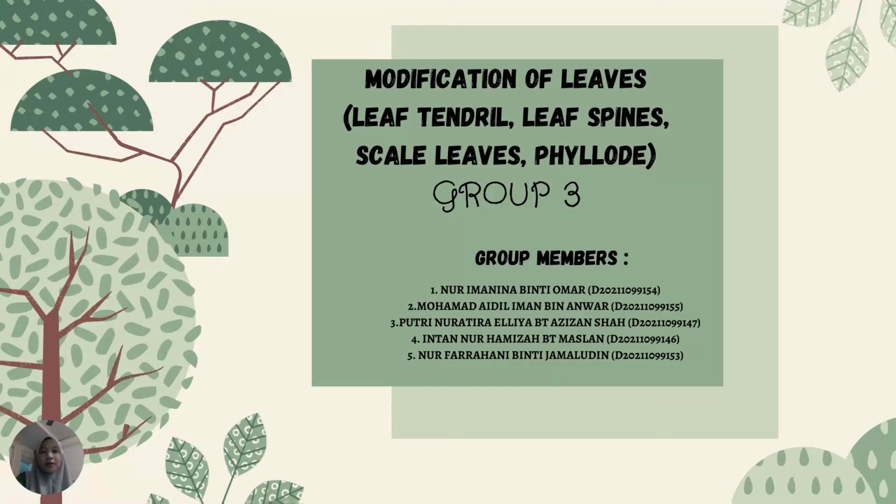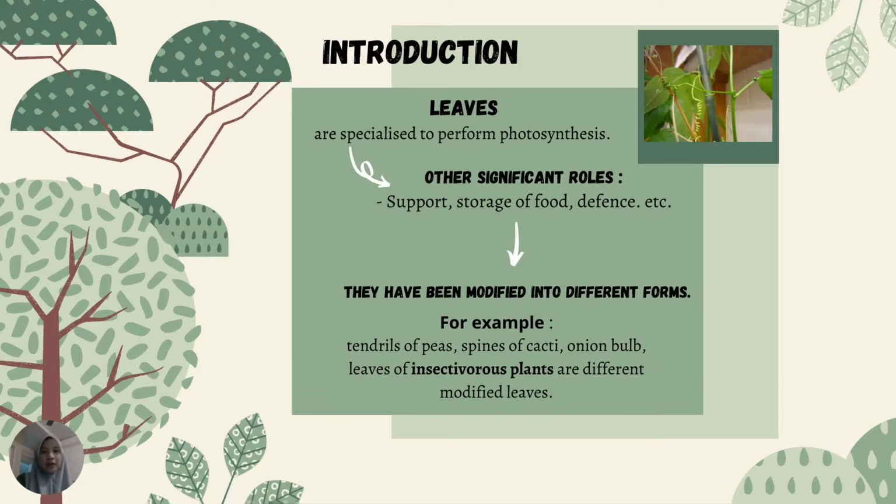So today we are from group 3. We present about modification of leaf. Okay, first of all, what is the modification of leaf? As we know, leaves are specialized to perform photosynthesis, and other significant roles of leaves are to support storage of foods, defense, and so on.